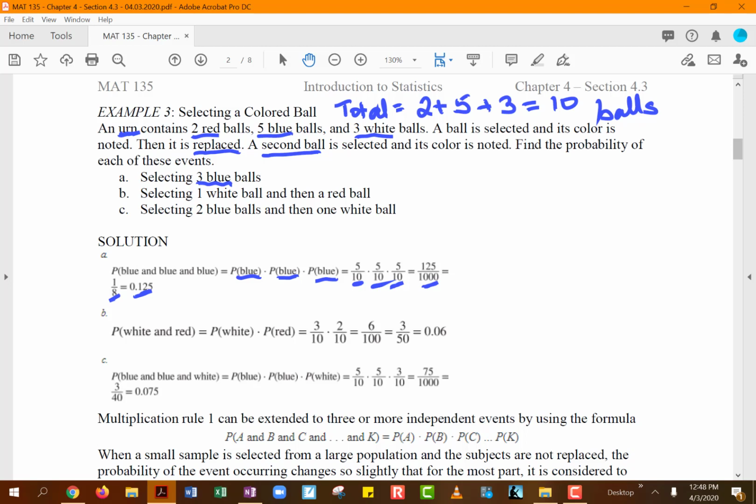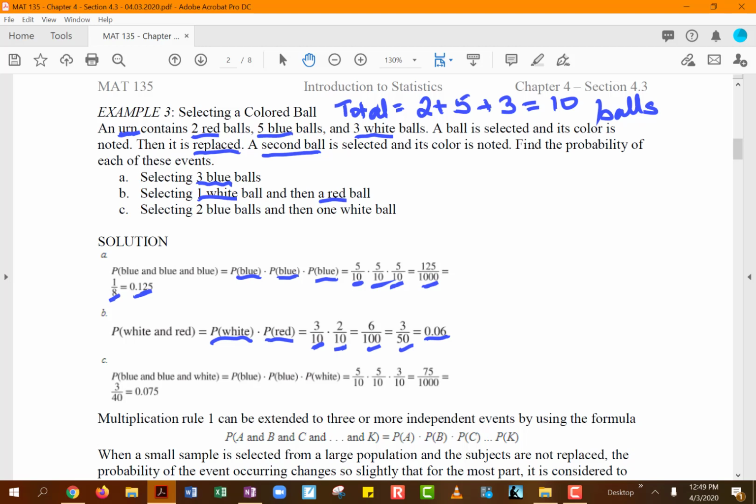All right, guys, so our second one was talking about what is the probability of selecting 1 white ball and then 1 red ball, okay? So this is going to be the probability of white multiplied with the probability of red. So remember, there are 3 white balls, so that's 3 out of 10, and there are 2 red balls, so that's 2 out of 10. Multiply those together, you get 6 over 100, or of course 3 over 50, which as a decimal is going to be 0.06. Okay, it's not too bad.